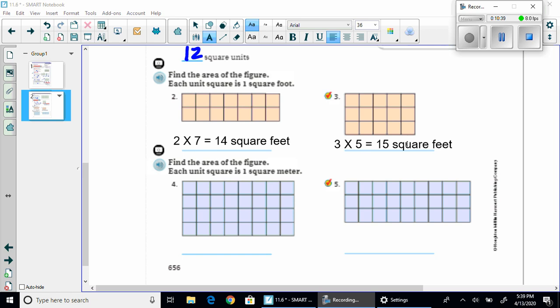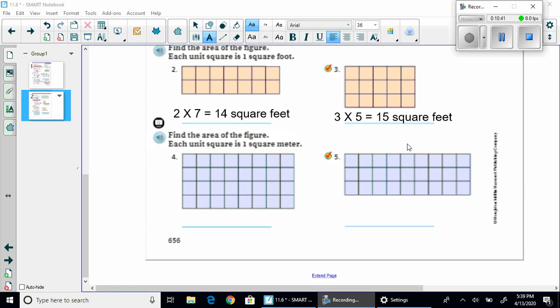Okay. All right, so directions for number 4 and 5 are the same, except this time our label is different. So on your assignment today, make sure that you are reading the directions because your labels will change throughout the assignment. Okay? All right, so find the area of the figure. And each unit, again, is equal to 1 square meter. So again, making sure that you're reading the label.